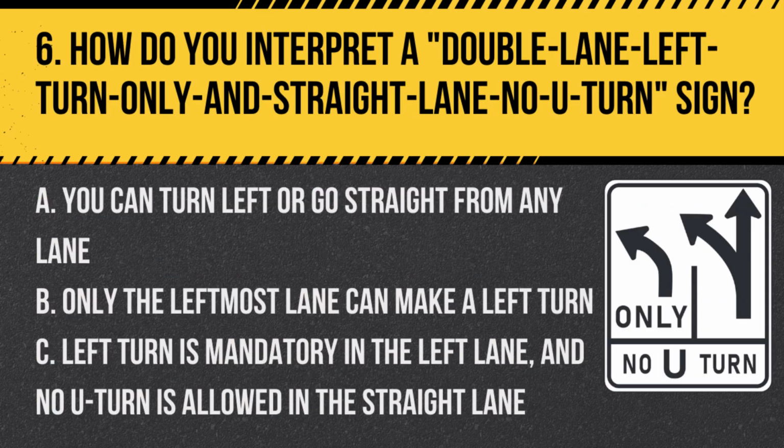Question 6. How do you interpret a double lane left turn only and straight lane no U-turn sign? A. You can turn left or go straight from any lane. B. Only the leftmost lane can make a left turn. C. Left turn is mandatory in the left lane and no U-turn is allowed in the straight lane. Answer. C. Left turn is mandatory in the left lane and no U-turn is allowed in the straight lane.